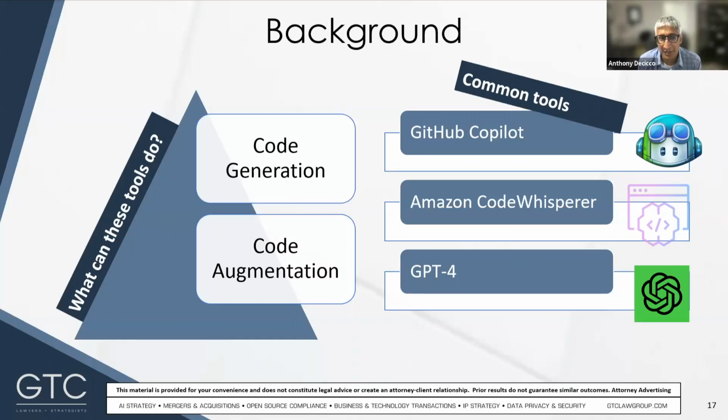We're going to take a deeper dive into Copilot in a few minutes. And we also see Amazon Code Whisperer gaining traction. And then on the code augmentation side, while these two tools can augment code, Copilot can do it, Code Whisperer can do it. It seems like GPT-4 is sort of the developer favorite.